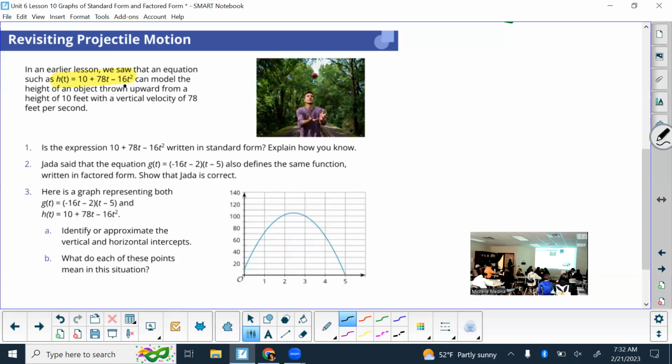Good. So specifically because we have a variable squared. And that's the highest exponent out of all of them. So that's what makes it quadratic. If you graphed it, you would get a U shape. And in this situation, it's modeling the height of an object thrown upward from a height of 10 feet with a vertical velocity of 78 feet per second.